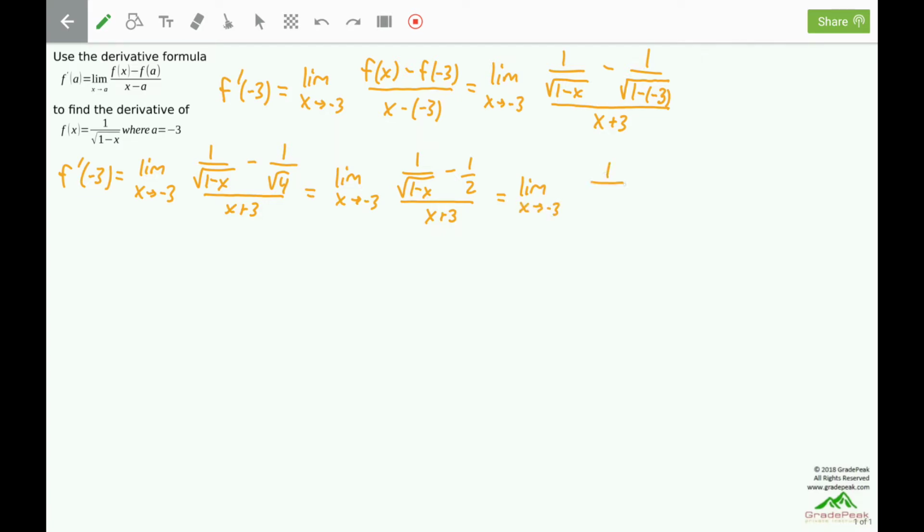So I need to multiply the first by, well, looks like we have a denominator of the root of 1 minus x and a denominator of 2. The common denominator would be the two multiplying each other, 2 times the root of 1 minus x. I have to multiply this first one by 2 over 2. And I have to multiply the second one by the root of 1 minus x over the root of 1 minus x. And all of this is divided by x plus 3.